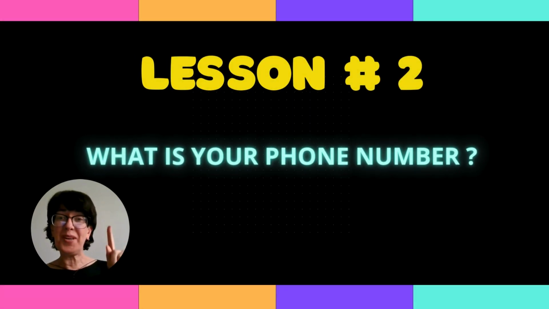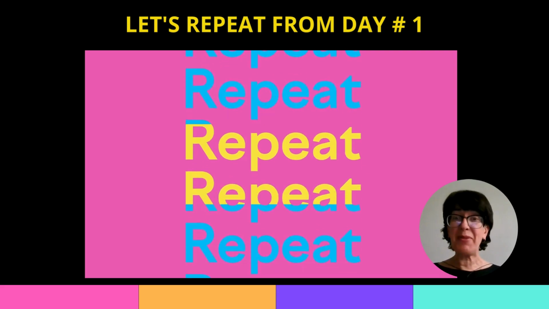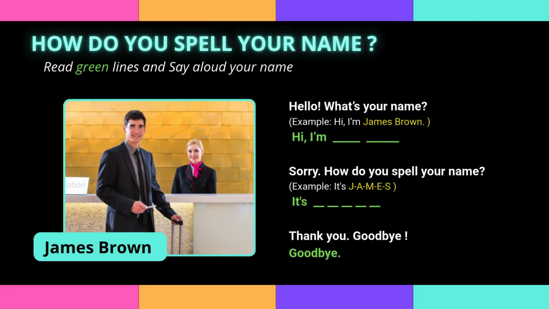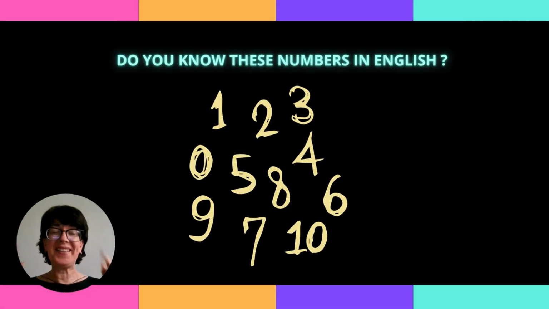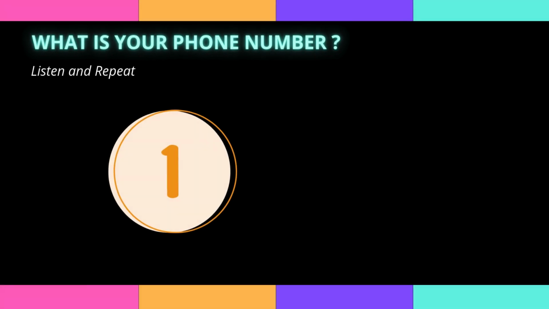Lesson 2. What is your phone number? And now let's repeat from day number 1. How do you spell your name? Read green lines and say aloud your name. Hello, what is your name? Sorry, how do you spell your name? Thank you. Goodbye. And do you know these numbers in English? Let's learn. Listen and repeat.